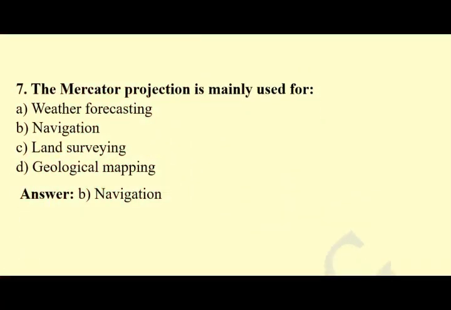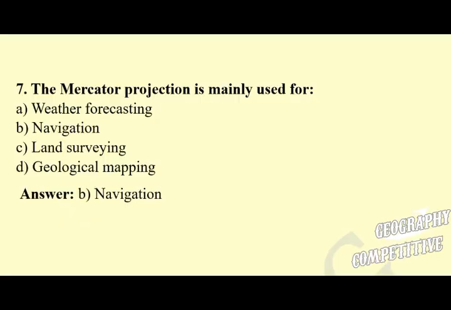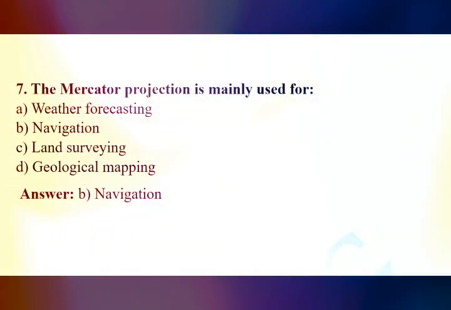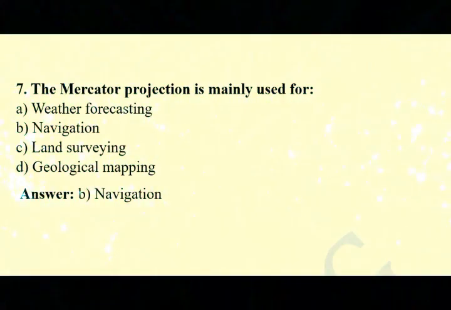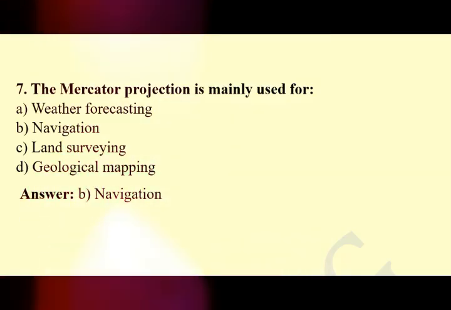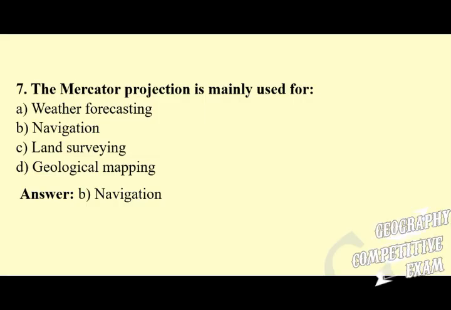Question number 7. The Mercator projection is mainly used for weather forecasting, navigation, land surveying, or geological mapping. Here the right answer will be navigation. The Mercator projection is mainly used for navigation, because here the direction is accurate, so for navigation purposes the Mercator projection is used.